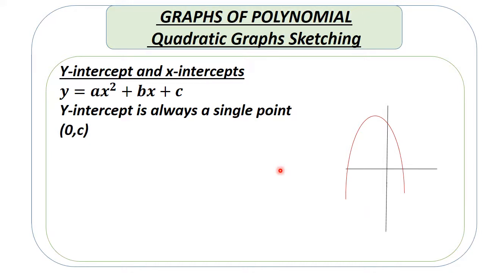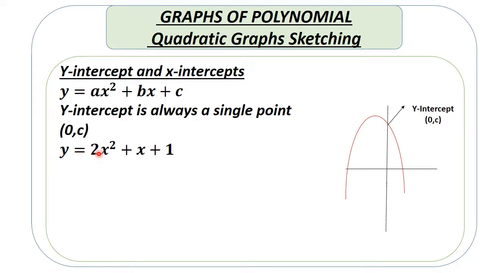So the point is always 0, c, because at any point on the y-axis, x is 0. So if it cuts here, then it's going to be 0, whatever number is here. This number is always c. So if c is 5, then here it's going to be 0, 5. If c is 100, then it's going to be 0, 100. If c is negative 10, then it's going to be 0, negative 10 as the y-intercept. As simple as that.